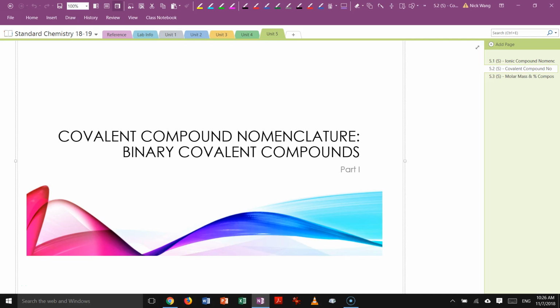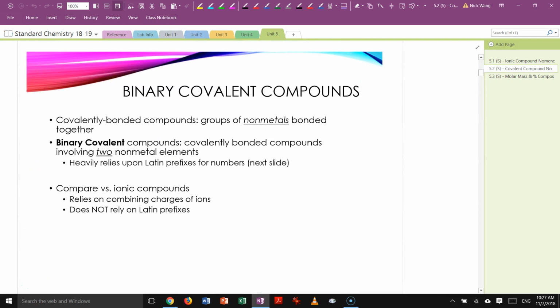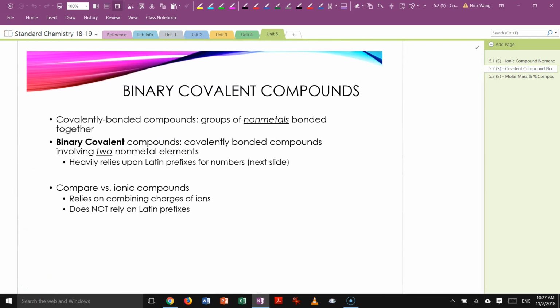Now that we've learned a lot about our ionic compounds, we're going to shift gears into looking at covalent compounds. We've learned a lot about the difference between ionic versus covalent compounds, and we first focused on ionic bonding nomenclature. Now we're going to shift into covalent compound nomenclature. Let's take a look at what we have here.